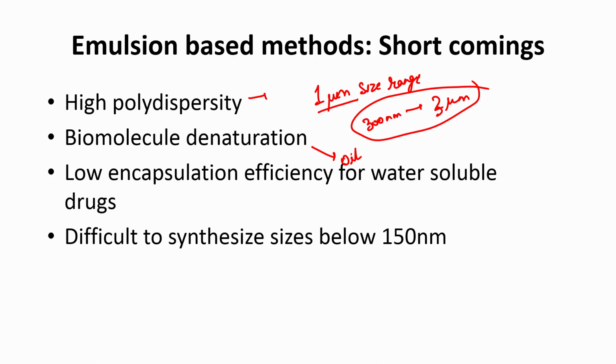And then finally, no matter how much energy you give, it becomes very difficult for you to go down below 150 nanometer. So this works very well for anything from 200 nanometer and higher, but let us say I want particles which are much smaller than that, around 50 nanometer or 100 nanometer. Then these emulsion based processes do not work, because there is a limit to how much you can break down the droplet based on these energies, at least with the current instruments.